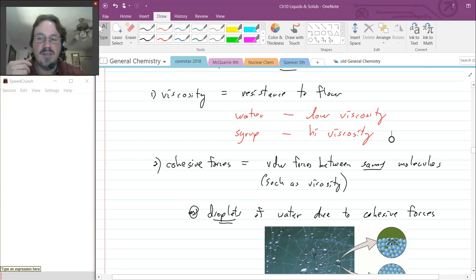So viscosity. The actual unit for viscosity is called a centipoise. Not that we're going to use it, but just to let you know, a centipoise. That's a strange unit that most people haven't heard of.